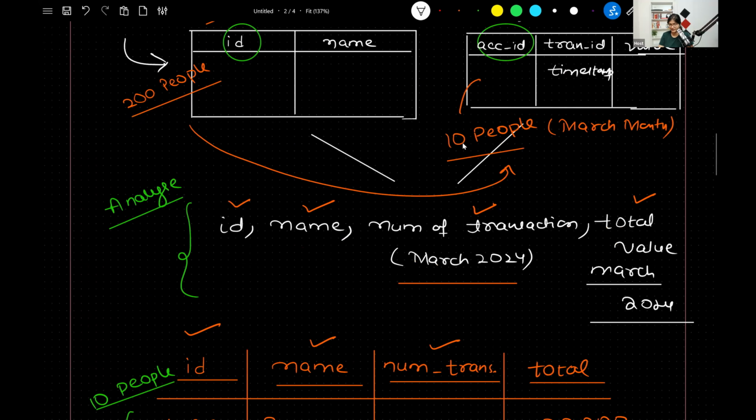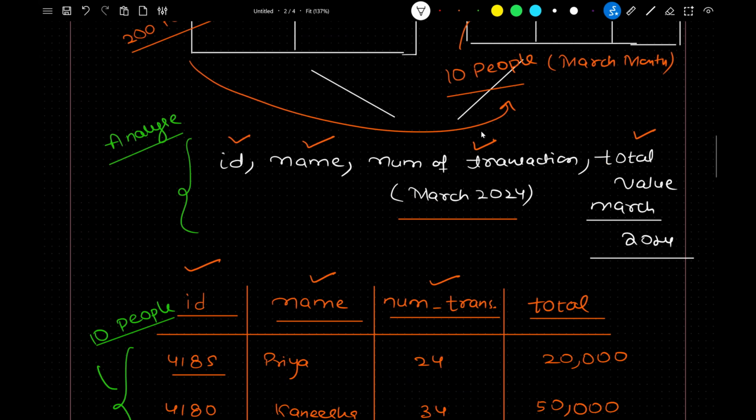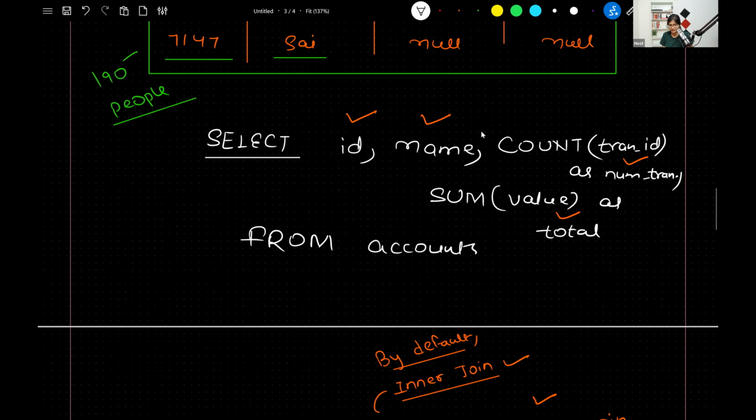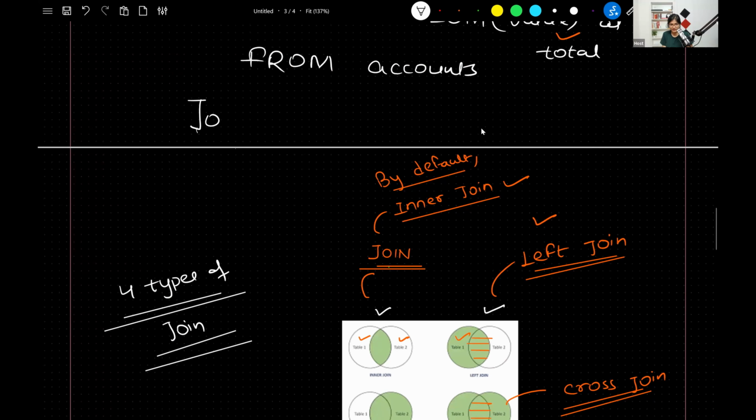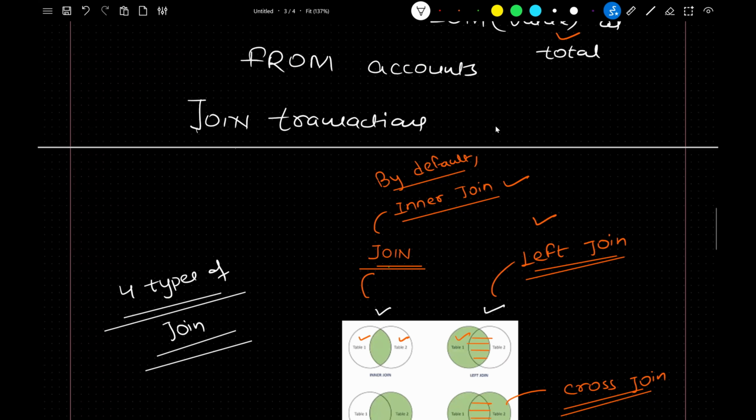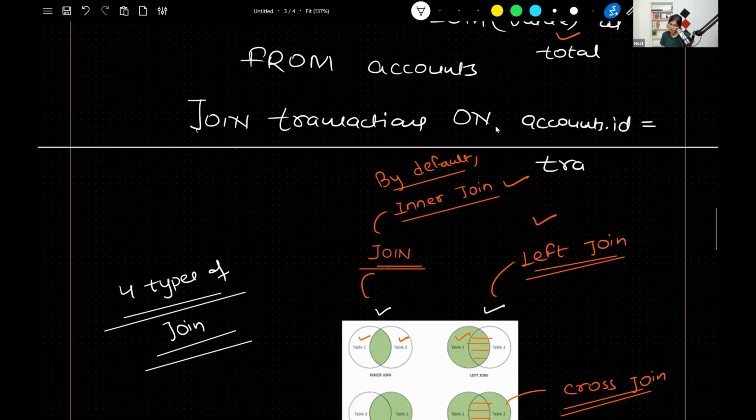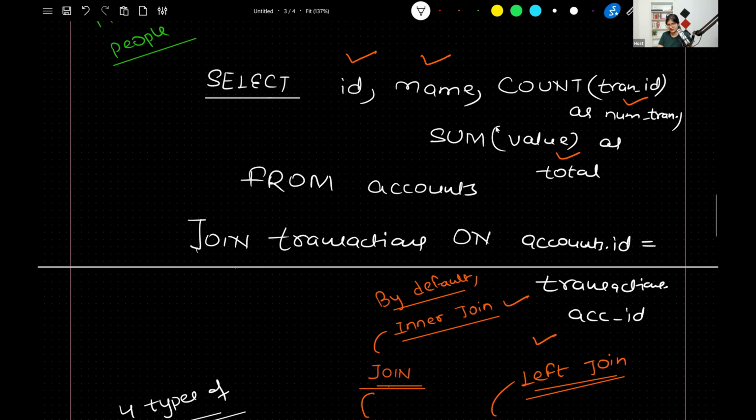what is table 1? Accounts. From accounts, then inner join. No need to specify inner join explicitly. You will say join, then the transactions table, transactions. Then on accounts.id equals transactions.account_id. Done. Or shall we do something on top of this?